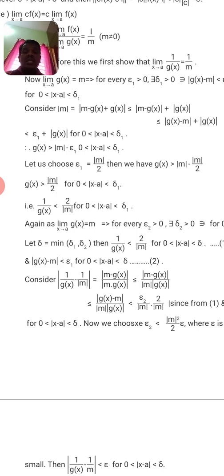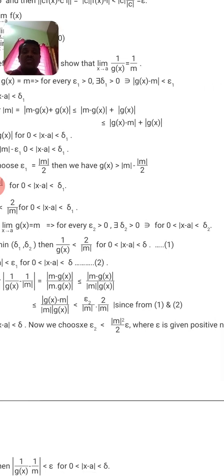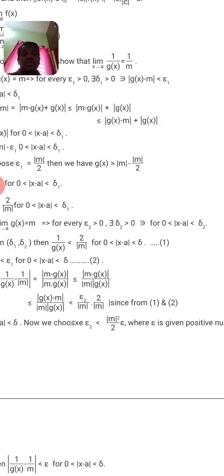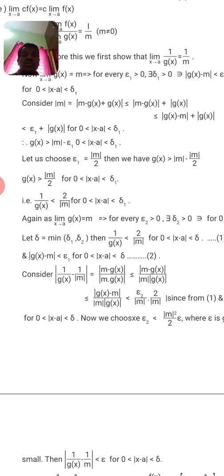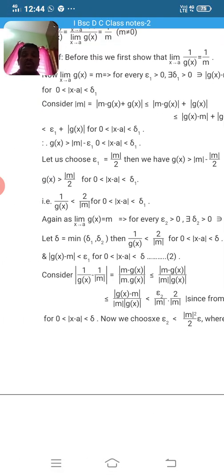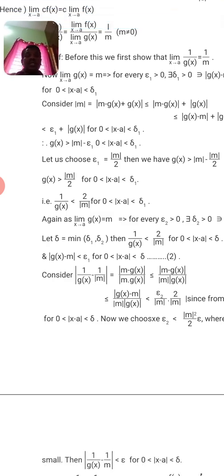And again, as limit x tends to a of g of x is equal to M, for every epsilon 2 greater than 0 there exists a real number delta 2 greater than 0 such that modulus g of x minus M is less than epsilon 2 for 0 less than modulus x minus a less than delta 2. Let delta be equal to the minimum of delta 1 and delta 2. Then 1 by modulus g of x is less than 2 by modulus M for 0 less than modulus x minus a less than delta; that is equation number 1. And modulus g of x minus M is less than epsilon 1 for 0 less than modulus x minus a less than delta; write it as equation number 2.